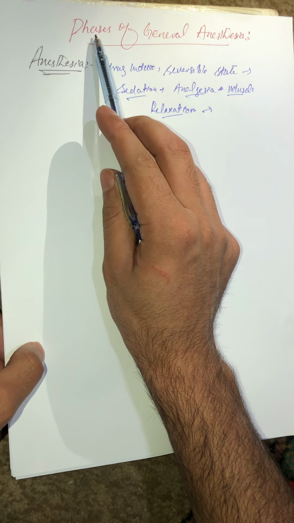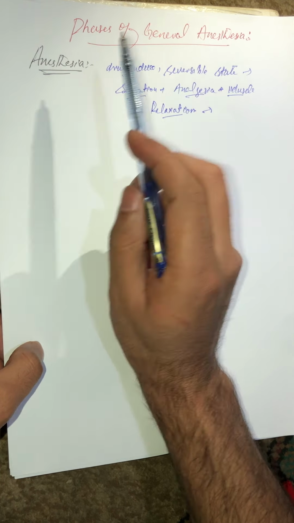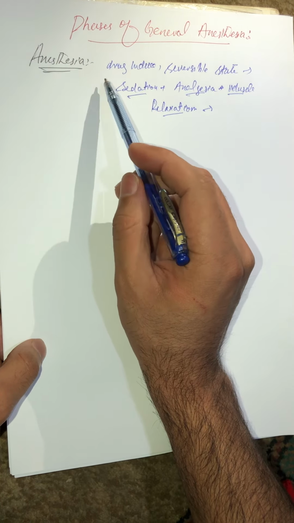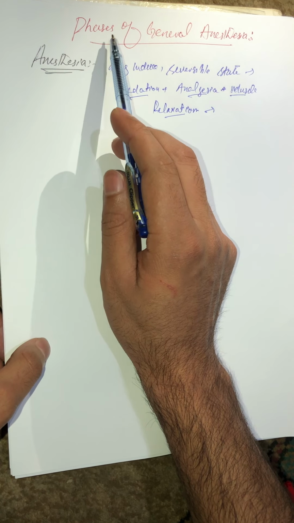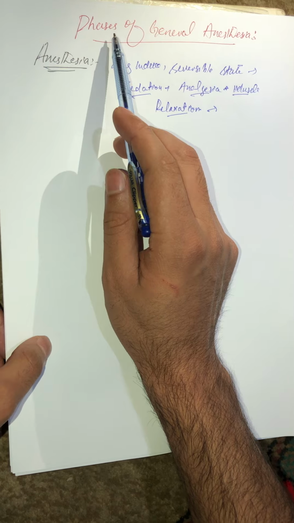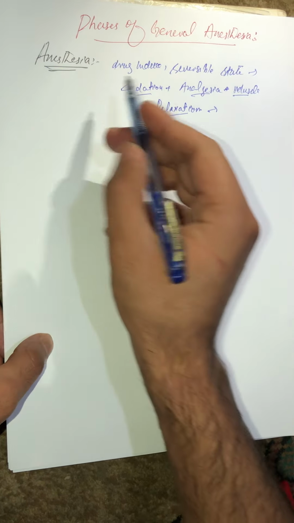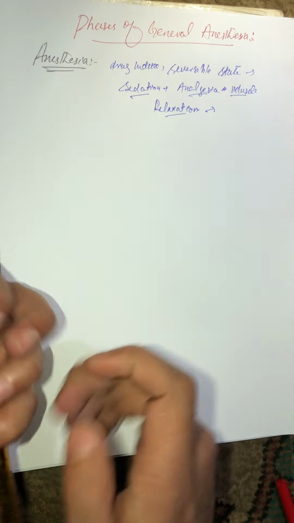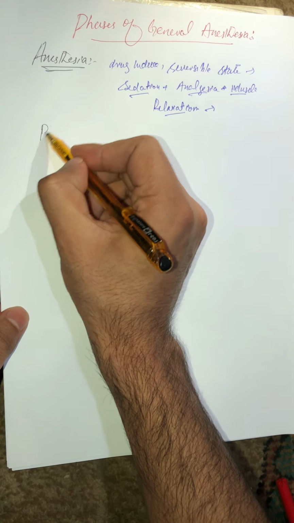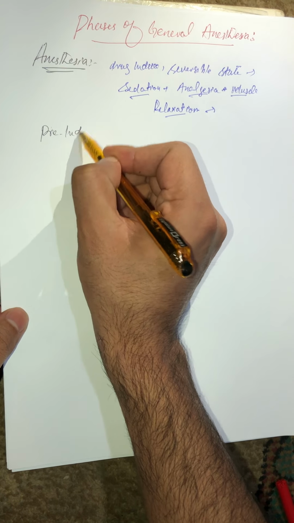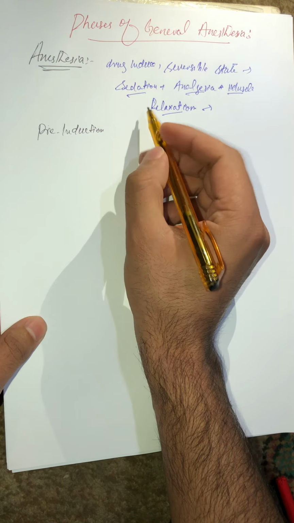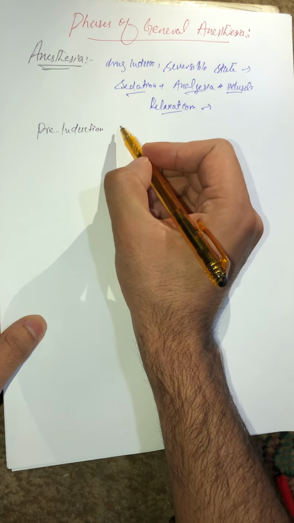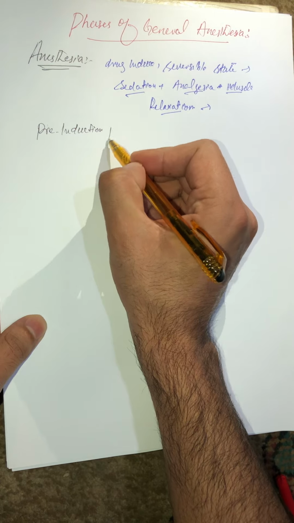So our main topic is phases of general anesthesia. Actually, general anesthesia is divided into three phases, but here we will add an extra step which is called the pre-induction phase. Pre-induction phase means before setting off sedation or amnesia, there is a phase which is called pre-induction phase.